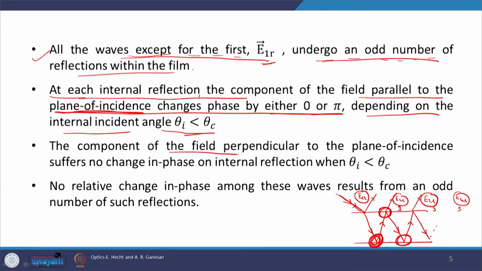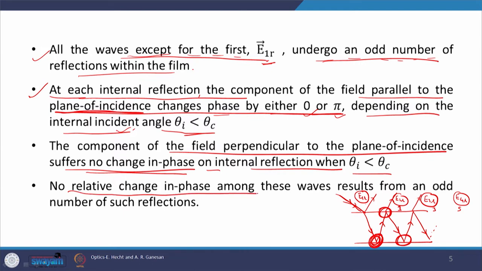Now the component of the field perpendicular to the plane of incidence suffers no change in phase on internal reflection when theta is less than theta c. Now we are launching a wave with a certain polarization. The first statement said that the component of the polarization in the plane of incidence will change in phase by 0 or pi, depending upon the internal incidence angle. Similarly, the component of the field perpendicular to the plane of incidence will suffer no change in phase on internal reflection. From these two statements, what we can conclude is that no relative change in phase among these waves results from an odd number of such reflections.